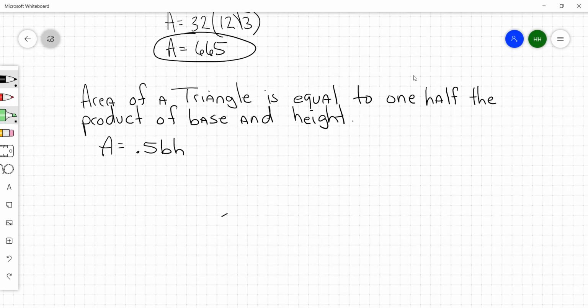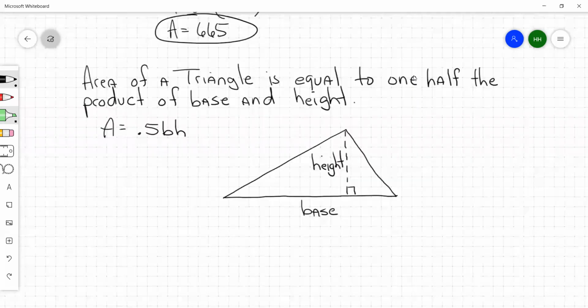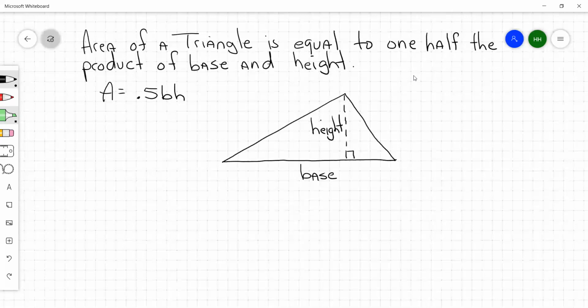So in your triangle, same rule applies to your base and your height. Here's your base. Here's your height. Base and height are always perpendicular.